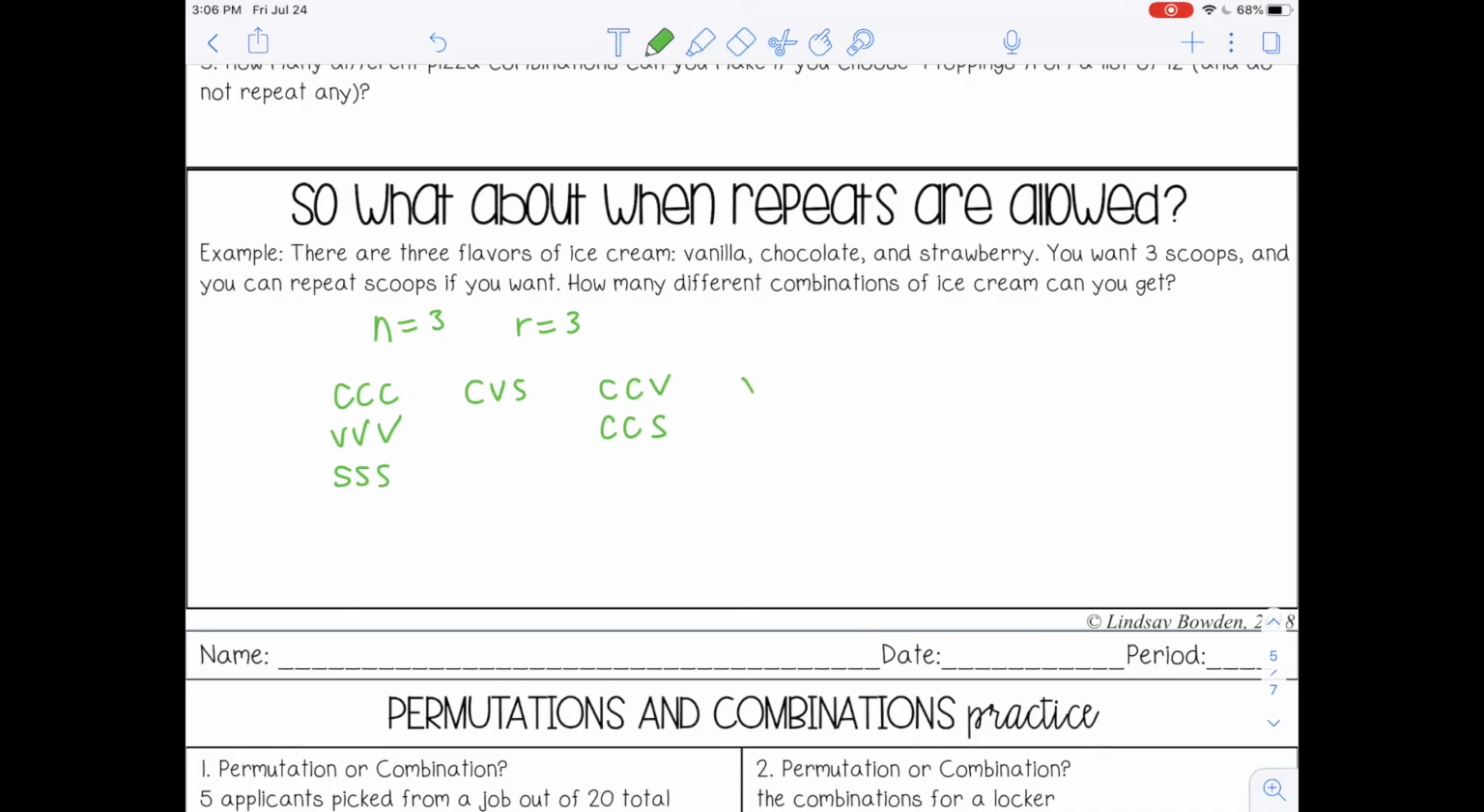Now, I wouldn't list this as a different combination, because if you have an ice cream cone with 2 chocolate and 1 vanilla, it's the same as having an ice cream cone with 1 vanilla and 2 chocolate. The order doesn't matter. That's not a different cone. All right, I can have 2 vanilla and 1 chocolate, or 2 vanilla and 1 strawberry. Or I can have 2 scoops of strawberry, 1 scoop of chocolate, 2 scoops of strawberry, 1 scoop of vanilla. All right, so let's count out how many that would be. That's 10 different combinations.